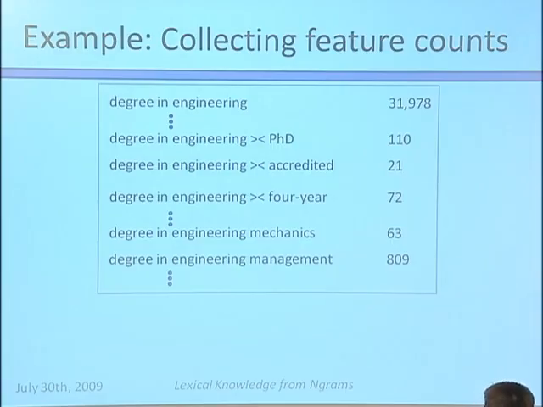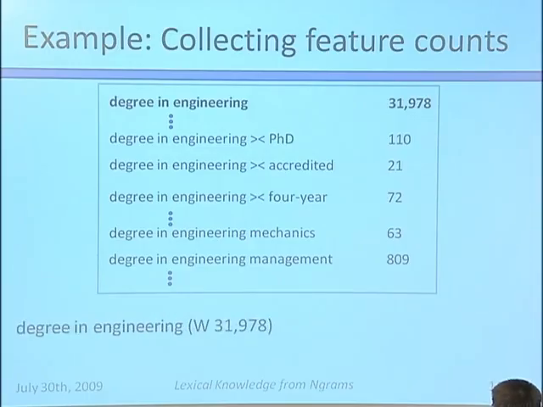So we have degree in engineering, which appears about 32,000 times. So we start building the feature count vector. That greater than/less than symbol, as De Kong mentioned, is sort of the end of the n-gram. After that, everything is mirrored. So PhD actually appears on the left. There's PhD degree in engineering, accredited degree in engineering, and so on. We see that PhD occurs 110 times to the left of degree in engineering. So we add that as a feature.